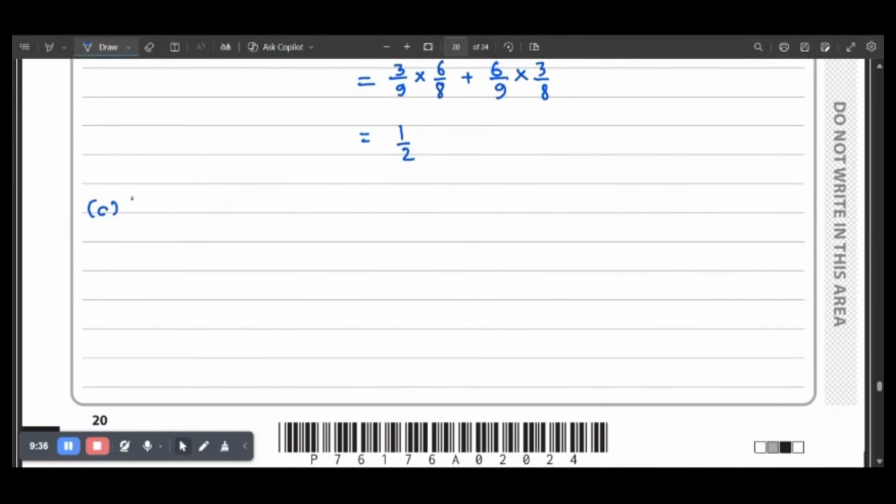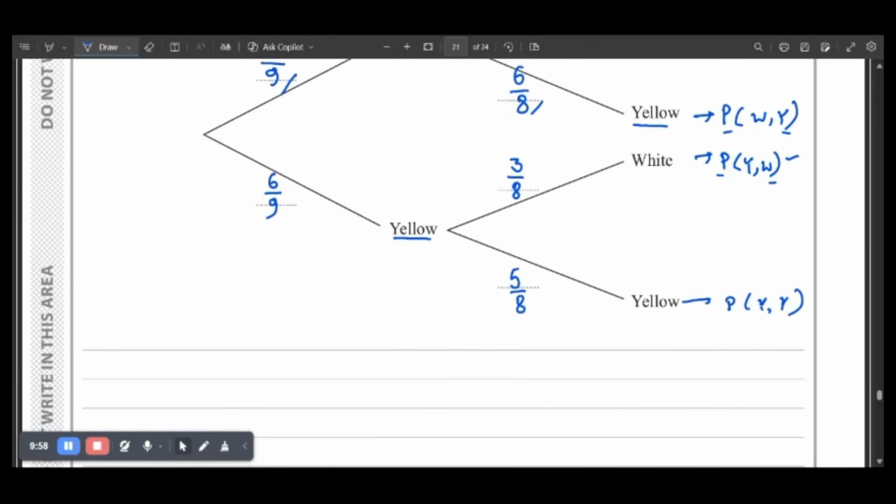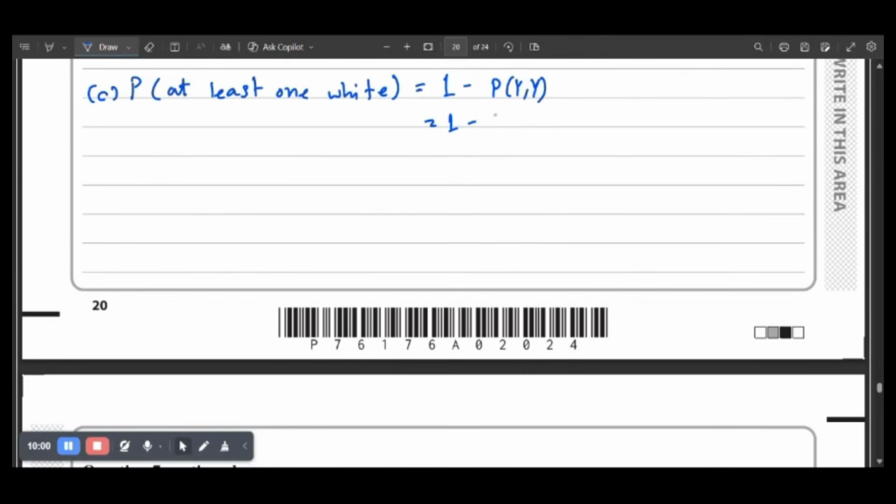So we can write probability of at least one white will equal 1 minus probability of getting two yellow. The probability of getting two yellow is 6 by 9 into 5 by 9. This is equal to 7 by 12.